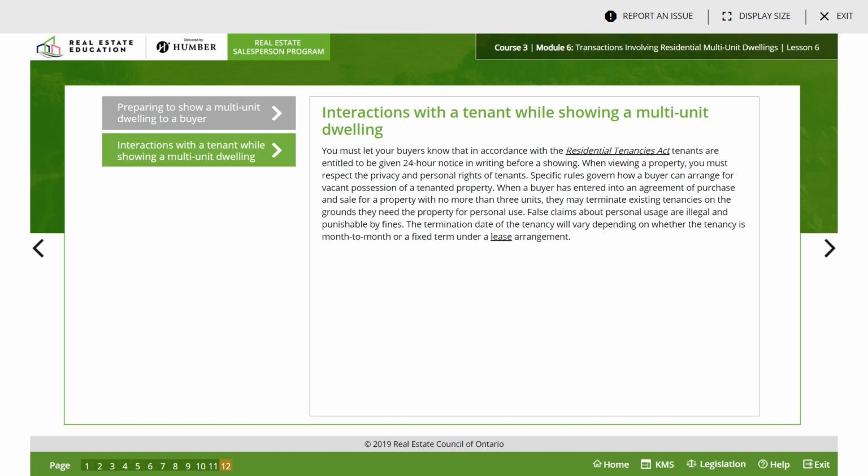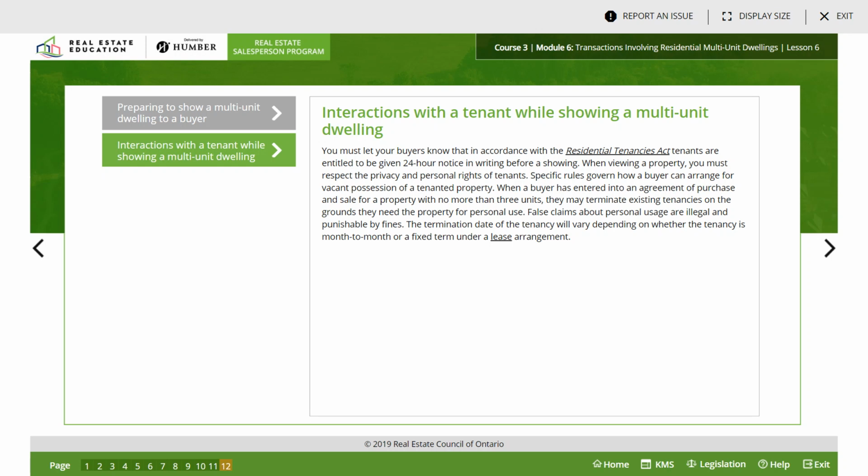Interactions with the tenant while showing a multi-unit dwelling. You must let your buyers know that in accordance with the Residential Tenancies Act, tenants are entitled to be given 24-hour notice in writing before a showing. When viewing a property, you must respect the privacy and personal rights of tenants. Specific rules govern how a buyer can arrange for vacant possession of a tenanted property.